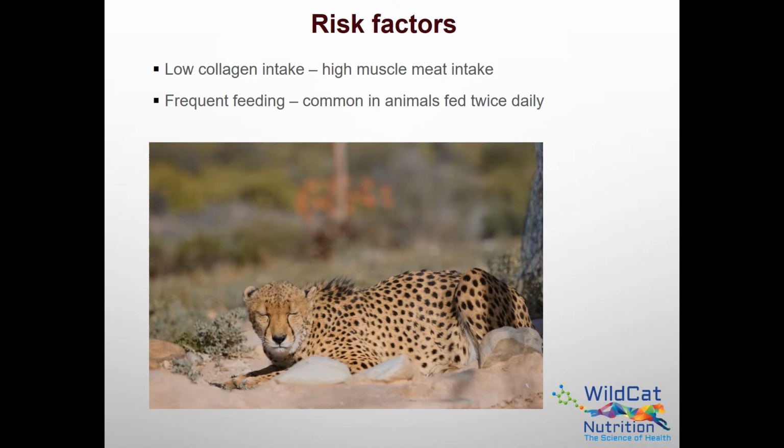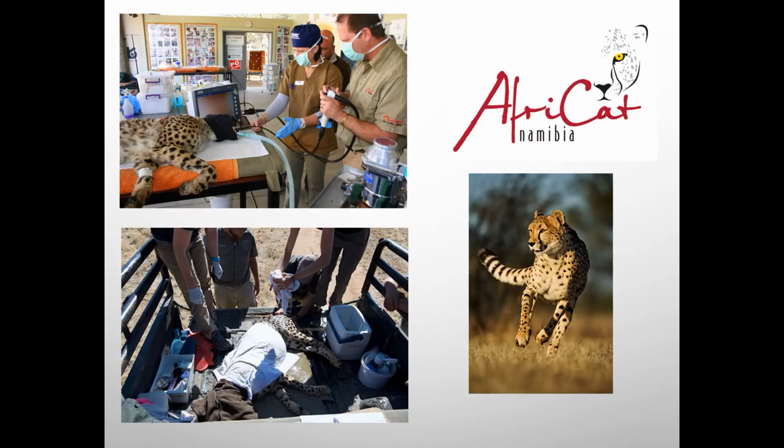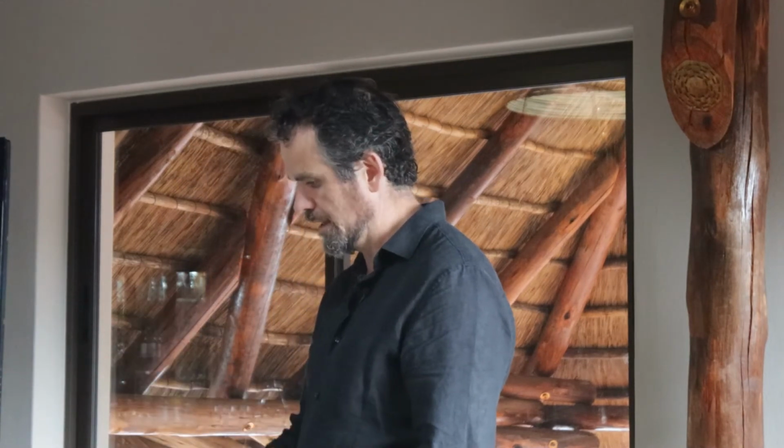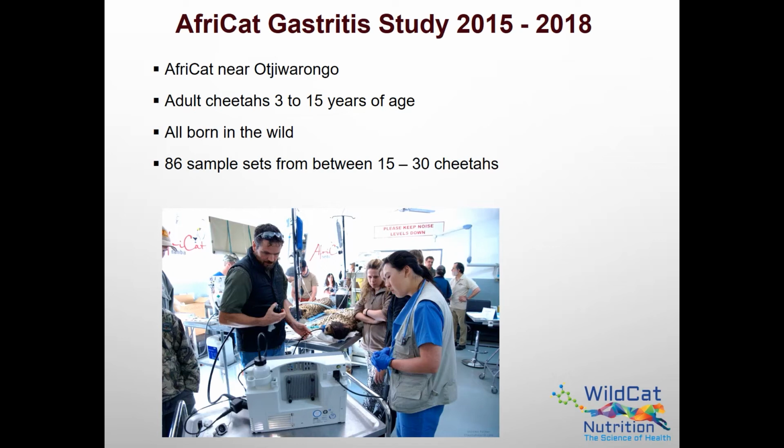The project that we initially started, and is still ongoing at the moment, trying to study this, started at the Africa Foundation in Namibia. There I had a number of adult cheetahs between 3 and 15 years of age. They were all born in the wild, so there's no inbreeding or anything like that. These were animals that were caught by farmers as cubs or whatever, ended up at the foundation, and then became captive animals. So 86 sample sets were collected, biopsies together with a whole bunch of other blood and urine samples that we evaluated.